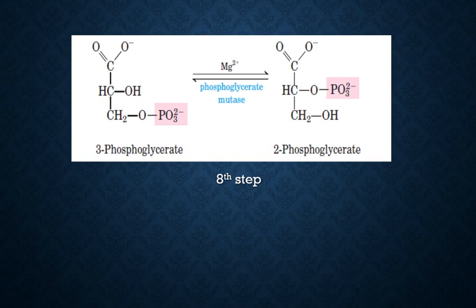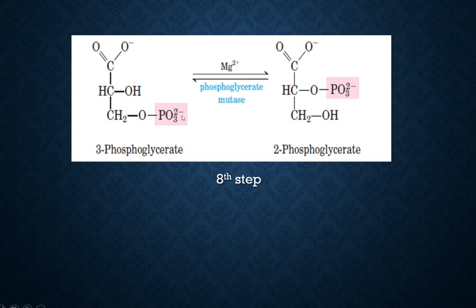This eighth step is very interesting. The remaining phosphate group on the third carbon moves to the second carbon, producing 2-phosphoglycerate. So the reaction is 3-phosphoglycerate to 2-phosphoglycerate and vice versa, catalyzed by phosphoglycerate mutase using Mg2+. This mutase is an isomerase, another isomerase.